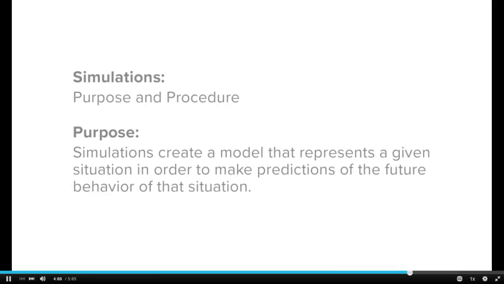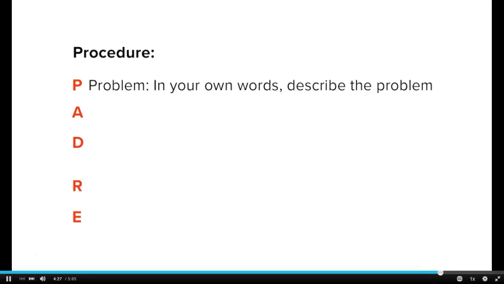Take out your notes and make sure you write down the purpose and the procedure for simulations. The purpose for creating simulations is to create a model that represents a given situation in order to make predictions of the future behavior of that situation. The procedure for running a simulation can be summarized with the acronym PADRE, P-A-D-R-E. P stands for problem. In your own words, describe the problem.